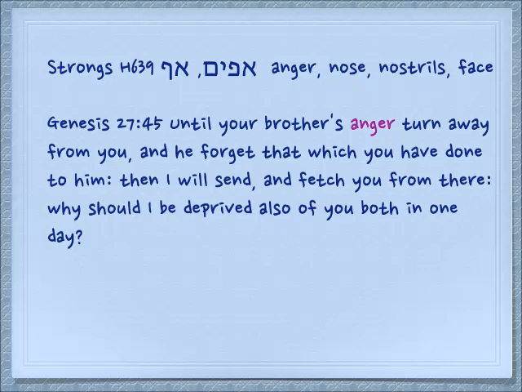As we have seen recently, the nose is also a euphemism for anger. Genesis 27:45. Until your brother's anger, af in the singular, turn away from you, and he forget that which you have done to him, then I will send and fetch you from there. Why should I be deprived also of both of you in one day? Rebekah encouraging Jacob to leave and go to Laban's.